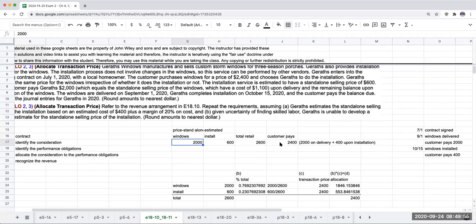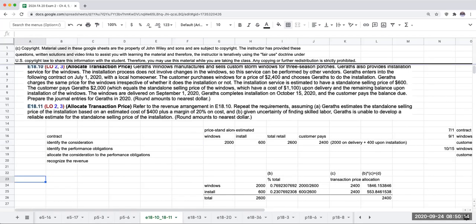Okay. So now what we need to do is, we've talked about the performance obligations, we've identified the consideration, we've allocated that consideration to the performance obligations. Now we need to go through and recognize the revenue. So if I look at this here, my first date is 7/1/20. Okay, this is a signing of a contract, no action. There's no action going on here because there's been no cash that has changed hands.